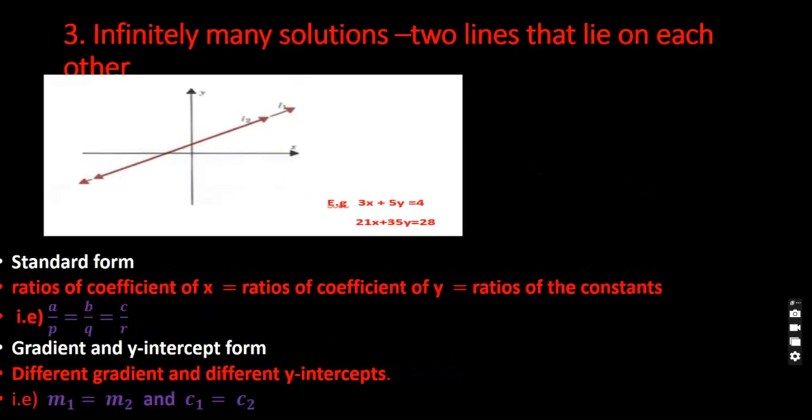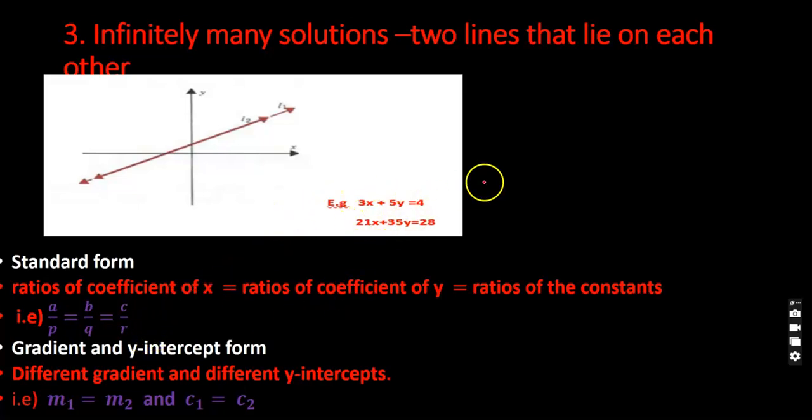The last aspect is infinitely many solutions. Obviously, everything will be equal here. The ratio of the coefficient of x is equal to the ratio of the coefficient of y and the ratio of the constant. So you can see it on the screen: a over p equals b over q equals c over r.